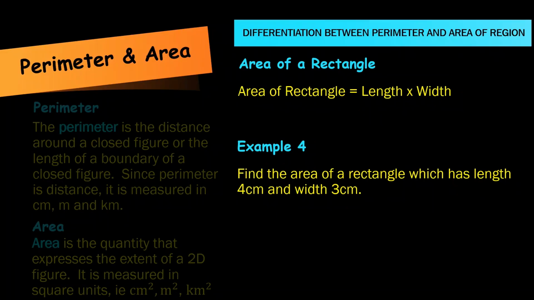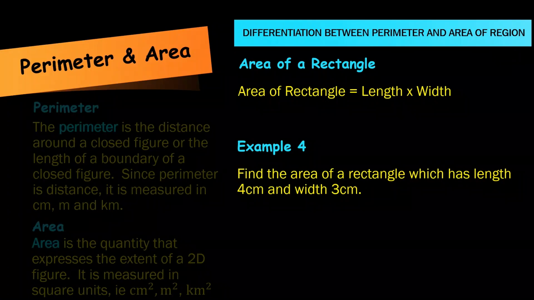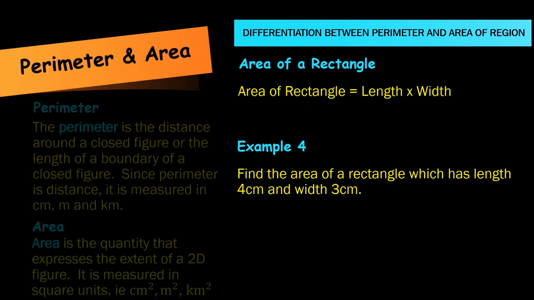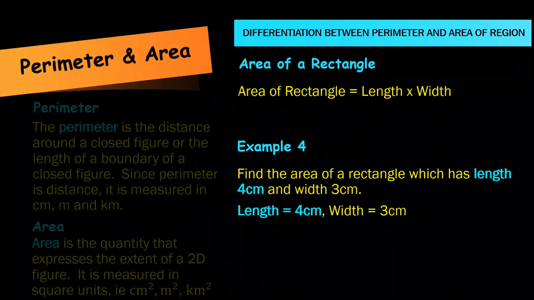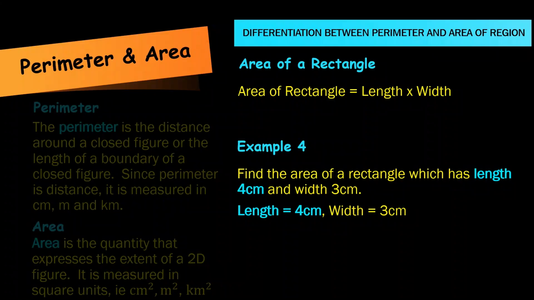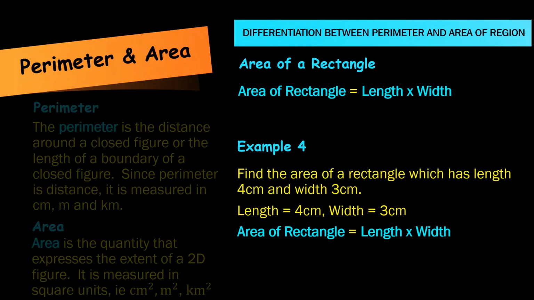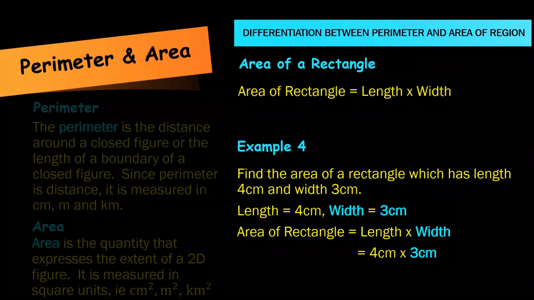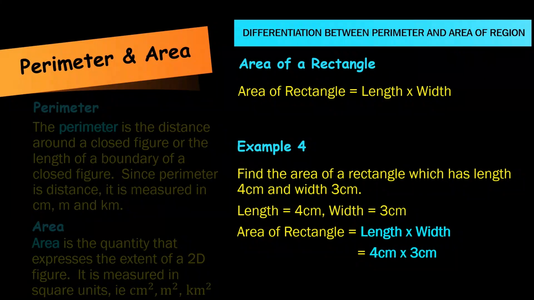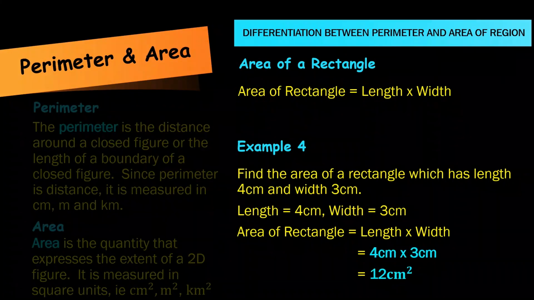So in this example, we're required to find the area of a rectangle which has length 4 centimeters and width 3 centimeters. So writing this out, length equals 4 centimeters, width equals 3 centimeters. And applying this to our formula, area of rectangle equals length times width, gives us that the area of the rectangle is equal to 4 centimeters, which is the length, times 3 centimeters, which is the width, which equals 12 centimeters squared.